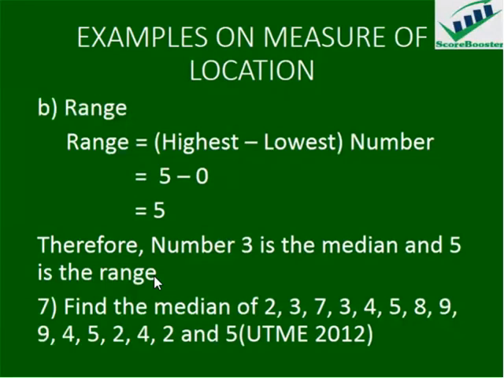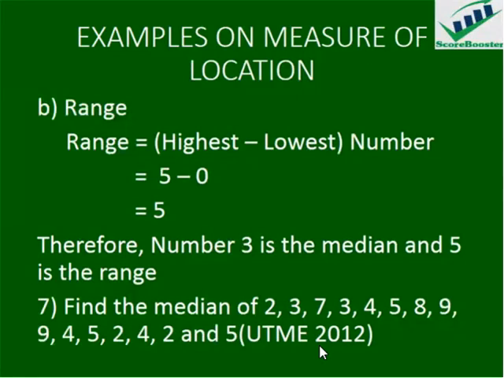Now, we also move to the 7th question. In the 7th question, we are to obtain the median of some numbers which are 15 in number. This is also a UTME past question, UTME 2012. We can see that we have to obtain the median of ungrouped data. Here the number of items is not large, so we don't have to put them in a frequency table.